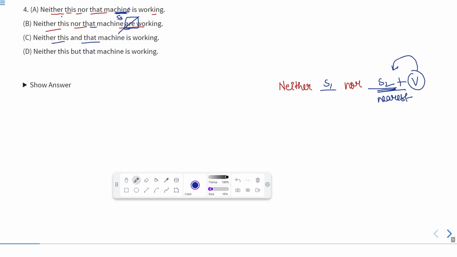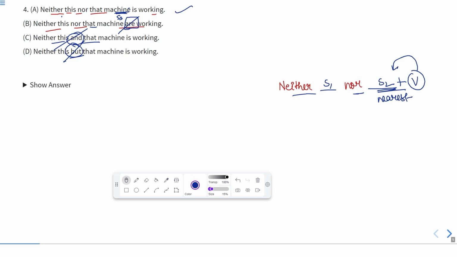Neither this and that. Now we cannot make neither pair with and. Neither is always paired with nor. We cannot make it pair with and. Neither this but: this but is incorrect over here, because we have to make the pair neither nor. We cannot make neither paired with and, paired with but, paired with or. That is incorrect. Therefore, according to this situation, A is the correct answer.